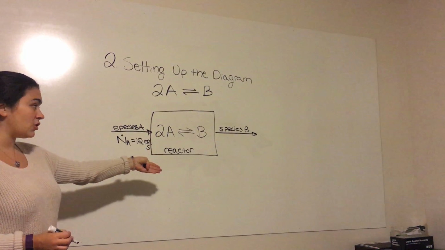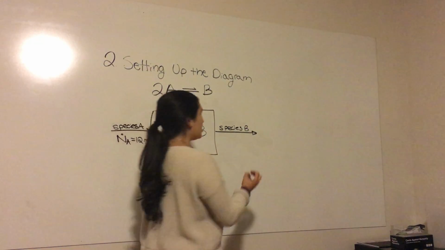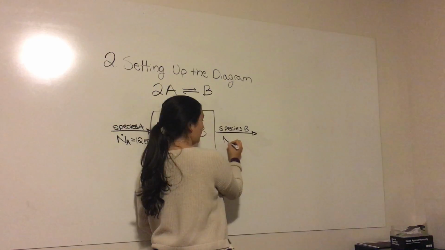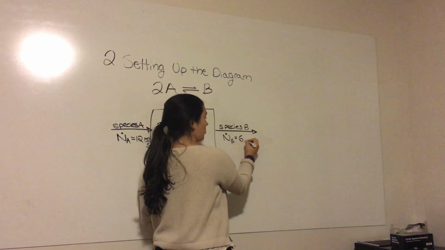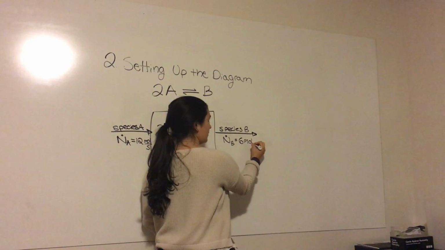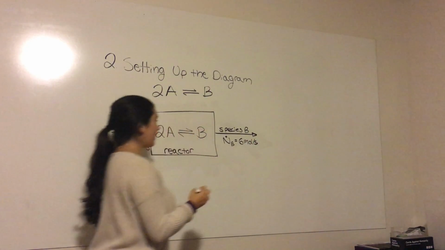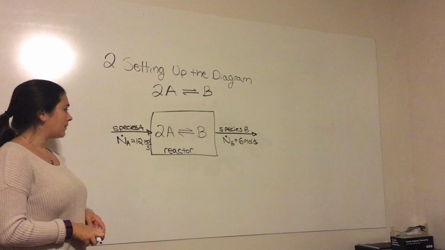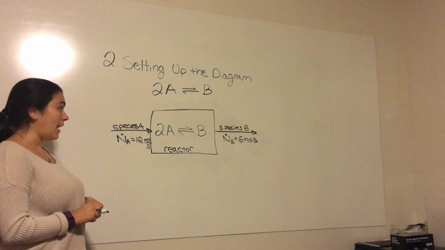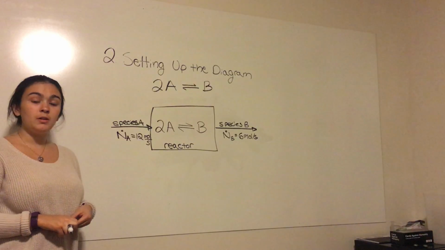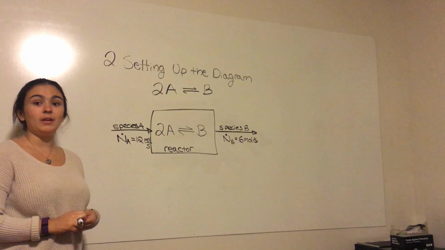Next, for the outlet stream, we have species B, which is leaving the reactor at a molar flow rate of 6 moles per second. And by doing this for every reactor and setting up your diagram like this, it will help you in the next step in solving a reactor.